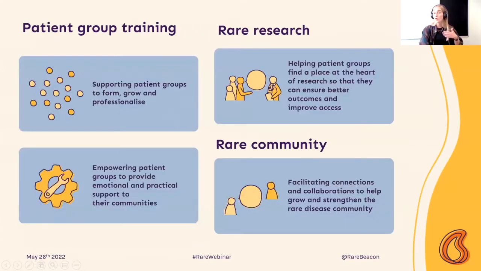Okay, so that's who we are, but what do we do? Our work focuses on three main areas. Our main focus is patient group training, which is what we have today. So we help groups meet their rare challenges by supporting them to form, grow, and professionalize. Another focus is rare research. So we help patient groups find a place at the heart of research so they can ensure better outcomes and improve access. We also strive to create a rare disease community by facilitating connections and collaborations.